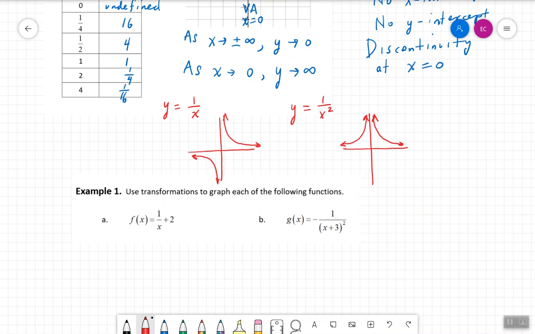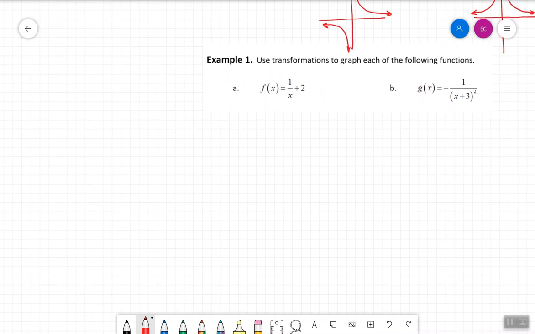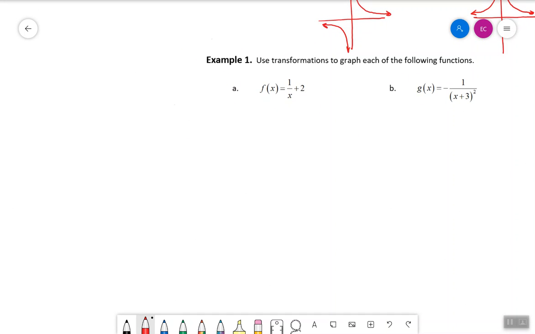And then the other thing that I wanted to remind you about before we go to the transformations is I wanted to talk about basic functions.